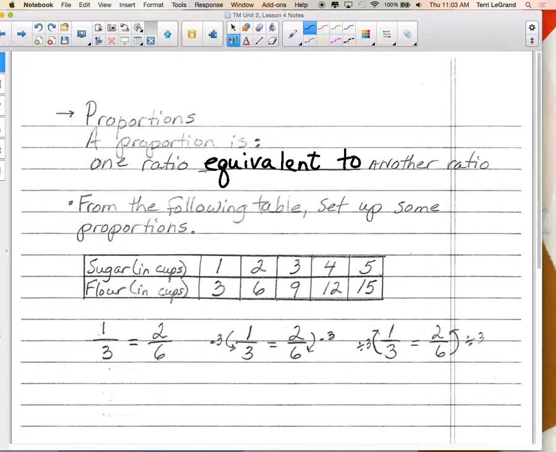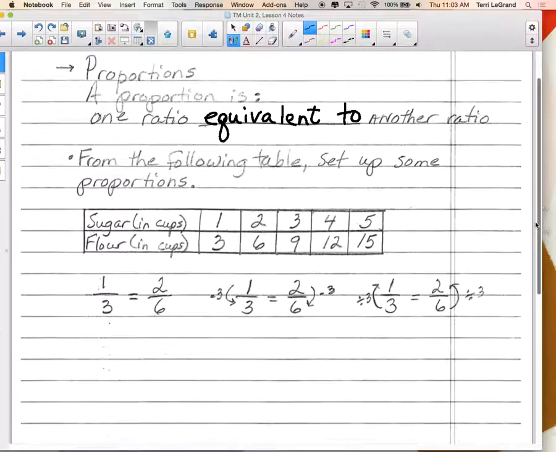And what do we know about ratios? They are a comparison of two numbers where what matters? Where order matters. Okay, so if we have a ratio set equal to another ratio, we call it a what? One ratio equivalent to another ratio, what is it? A proportion, that's what we just wrote. A proportion is one ratio equivalent to another ratio.